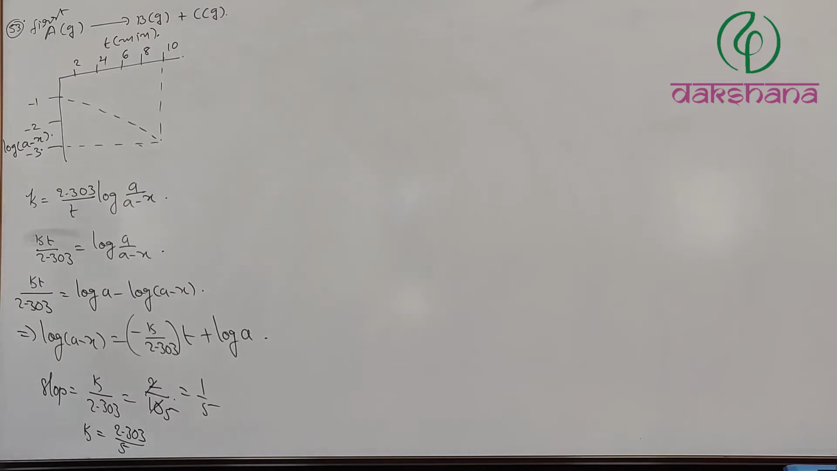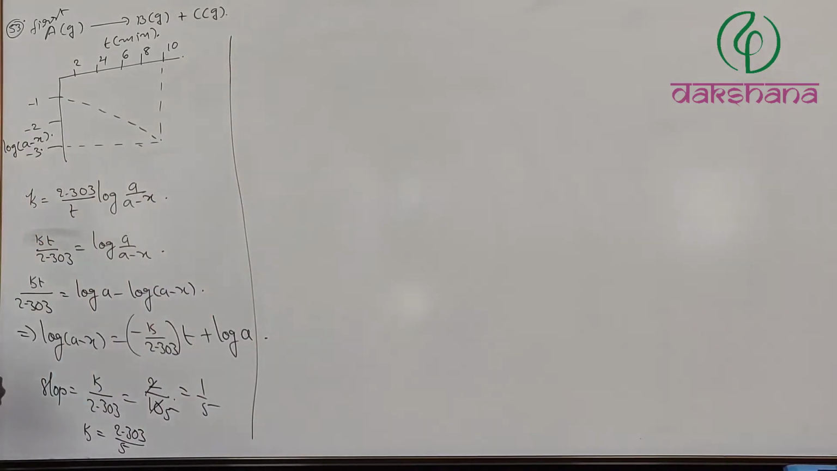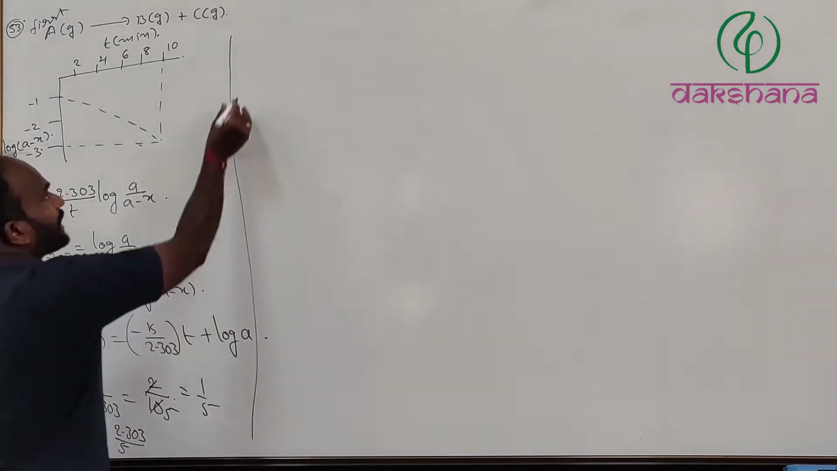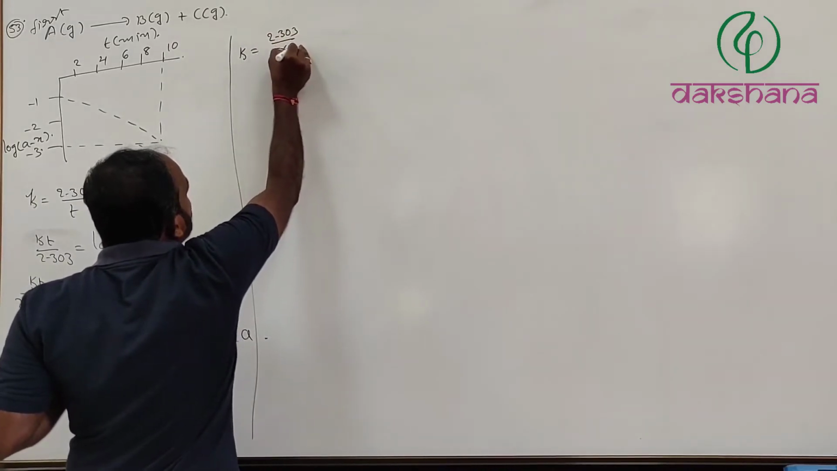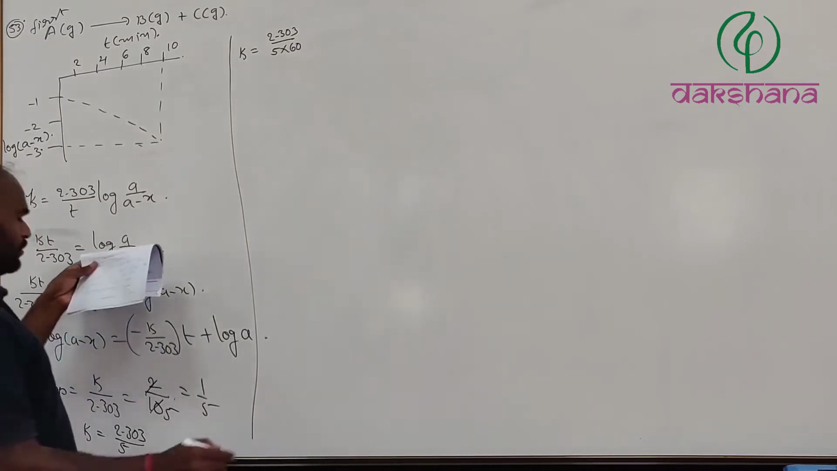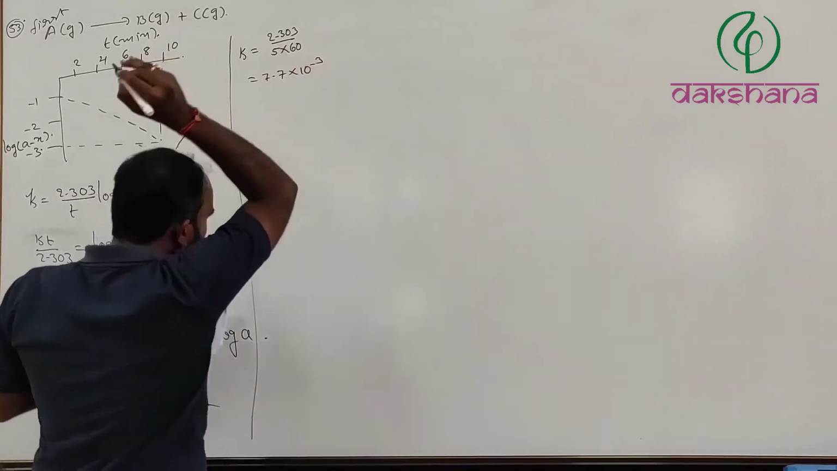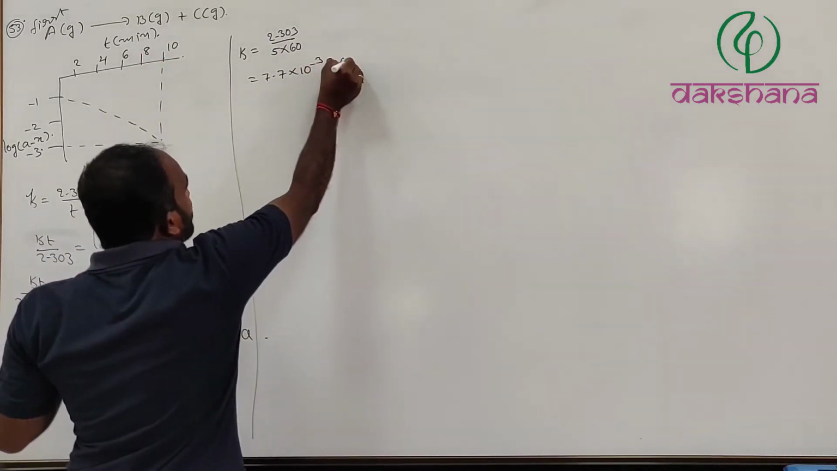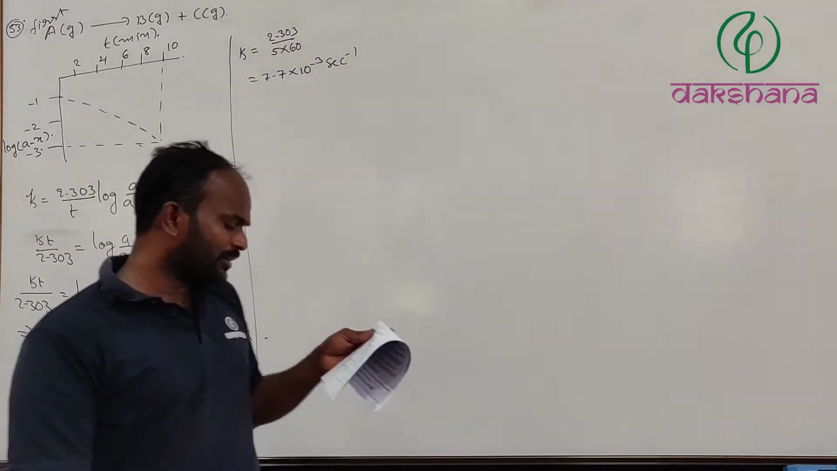2.303 divided by 5. But here this is given in minutes, but the rate constant they are asking in terms of seconds. Now if I want to convert this slope into seconds, k = 2.303/(5 × 60). So now this value will definitely come out as 7.7 × 10^-3 second inverse.